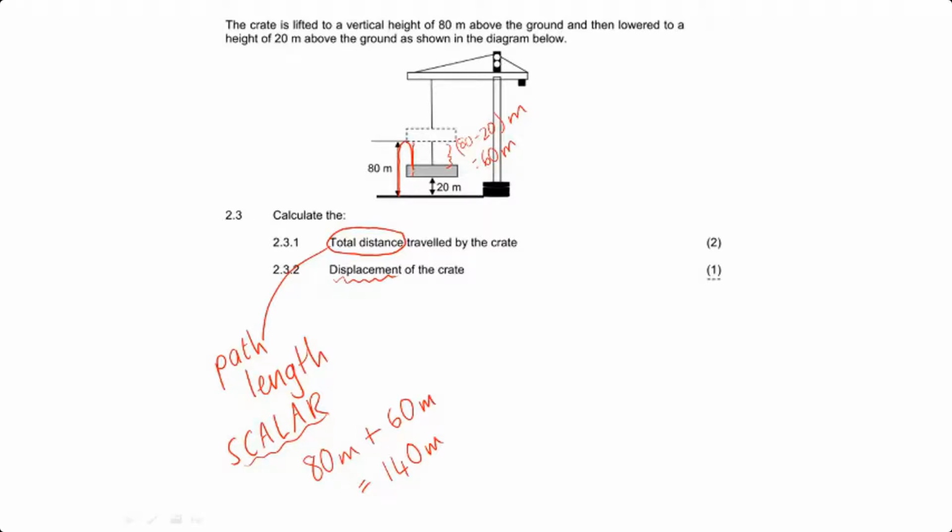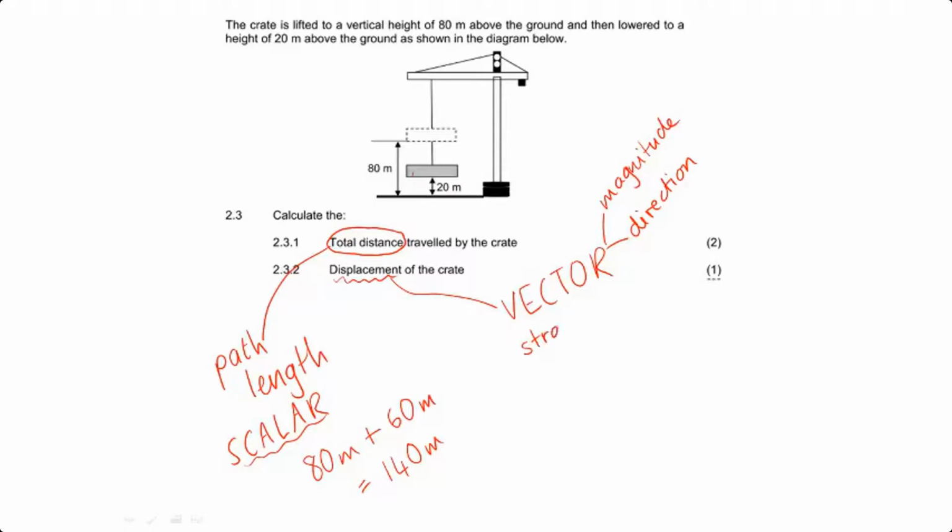Now let's go to displacement. Now displacement is a vector, so it has both magnitude and direction. So when we give the answer, we must make sure that we give both the magnitude as well as the direction. And then what does displacement mean? Displacement is the straight line, the magnitude and the direction of the straight line from start to end.